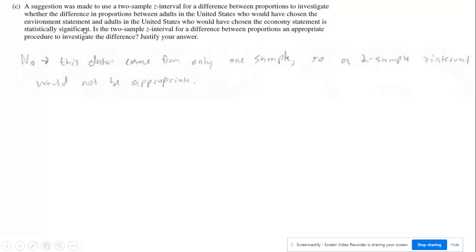In part C, they asked, could you do a 2 sample z interval? And our answer was no. Our data came from only 1 sample. Now, from that sample, there were 2 different types of responses, but it was 1 sample of people, so I have to do a 1 sample inference procedure. Okay, so a 2 sample would not be appropriate.